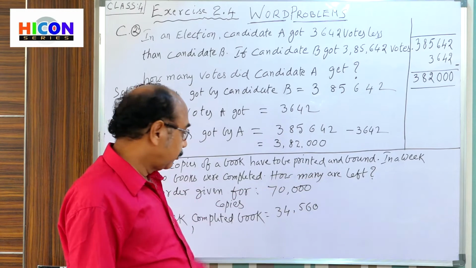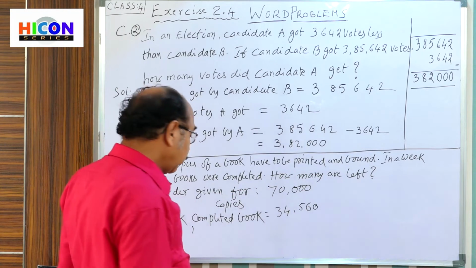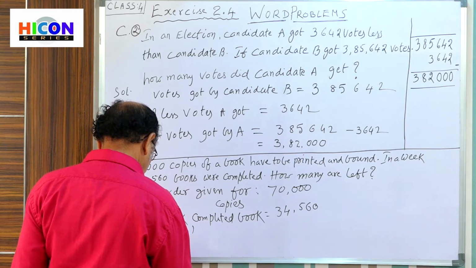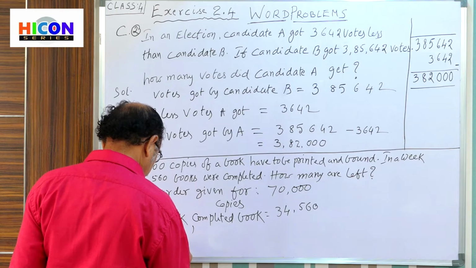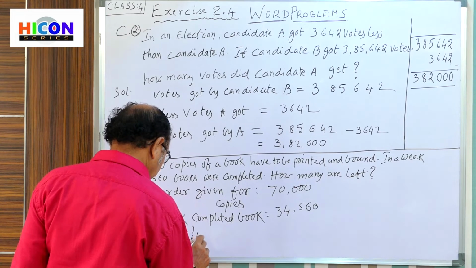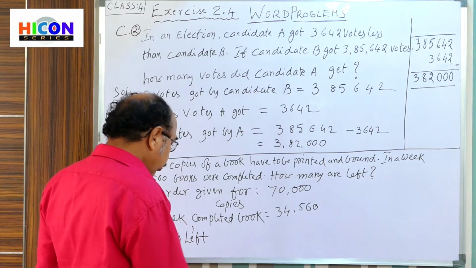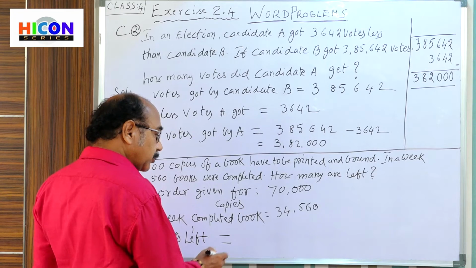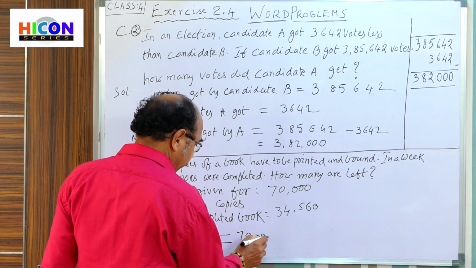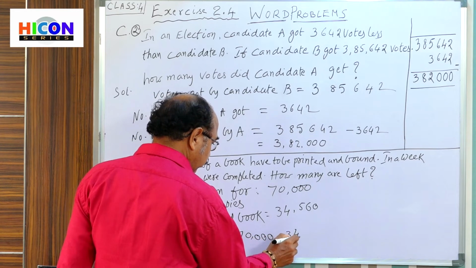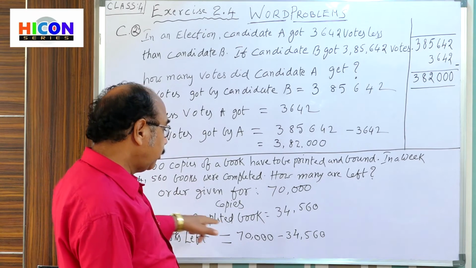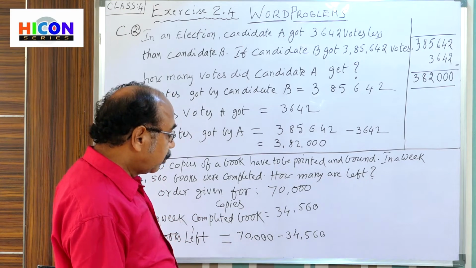So, books left. How many books were left? So, books left is equal to subtract. Okay, 70,000 minus 34,560.